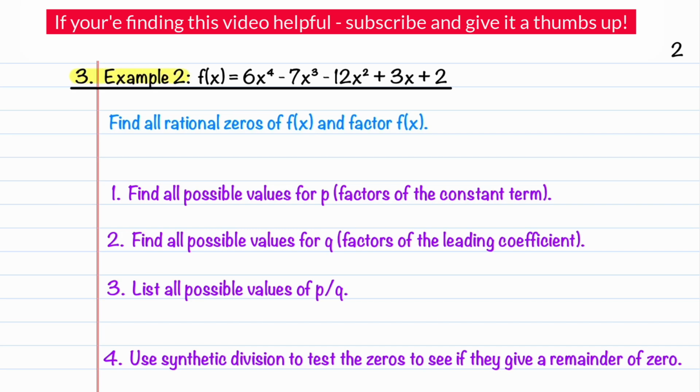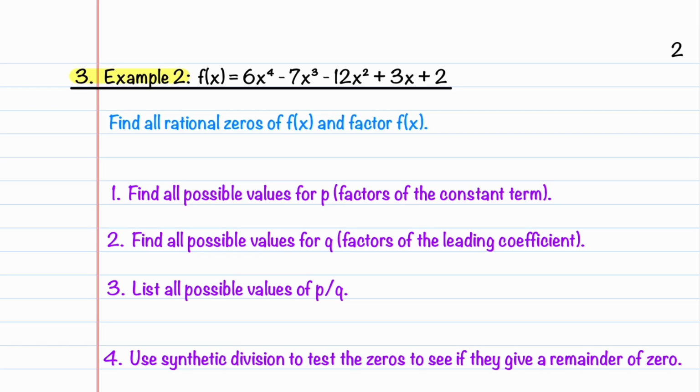In example 2, we have a polynomial that has a highest degree of 4. And if you just look at that polynomial, you would not know how to factor it. So this is a perfect example to do when we have to use the Rational Zeros Theorem. We're going to find the rational zeros of f of x, and then we're going to factor it. Let's start by writing down what f of x is. Our f of x is equal to 6x to the 4th minus 7x cubed minus 12x squared plus 3x plus 2. So it's long, but we can do this.